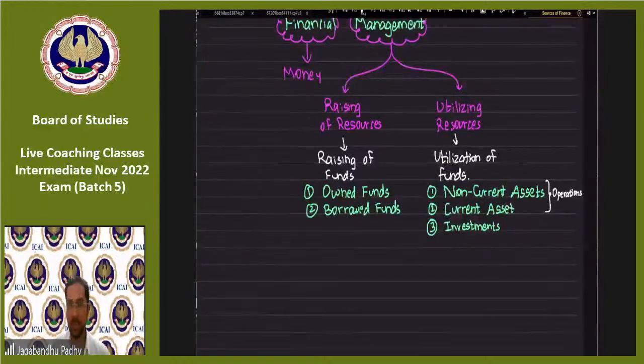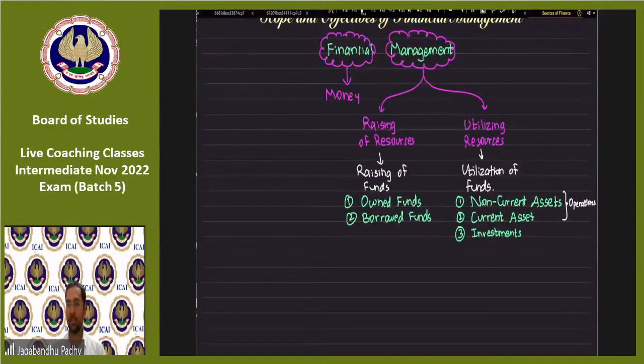Okay. So raising of resources and utilizing resources, two broad categories. Funds can be raised through owned sources or borrowed sources. Investment of funds can be done in non-current assets, current assets, or investment. Normal trade investment, non-trade investment, those all categorizations, we'll learn as we progress through the subject.